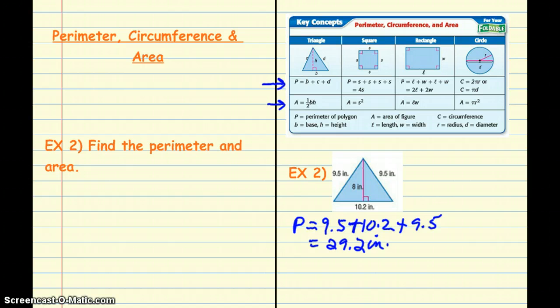Okay, and now we need to find the area of this triangle. So area is 1/2 the base times the height. So we're going to do 1/2, the base is 10.2 times 8. Well, I would do 1/2 times 8, which is 4, and then I would do 4 times 10.2, which is 40.8. And again, our label is inches, and because it's area, we need to do inches squared. So anytime you deal with area, your label is always whatever the label is with the squared. And if you're just talking about perimeter, then you just keep that label the same.